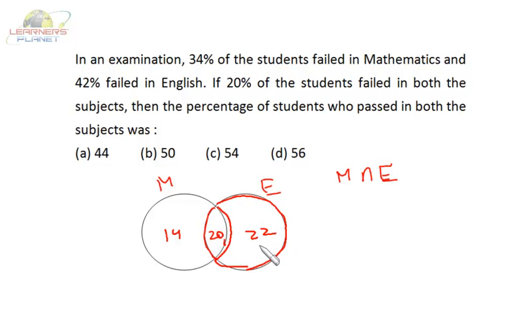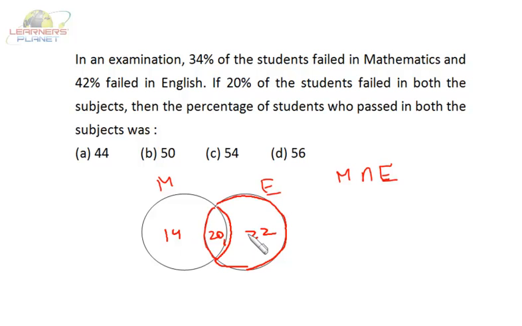Okay, so 22% students failed only in English. And how many students failed in both the subjects? That is 20%. That means this total is the percentage of total number of students who failed either in mathematics or in English or in both.